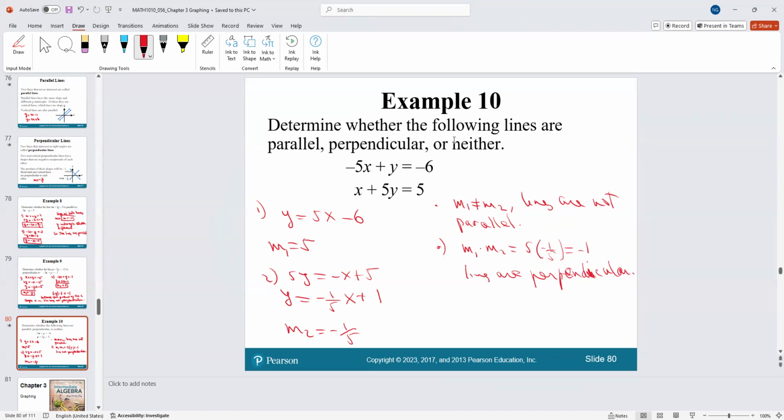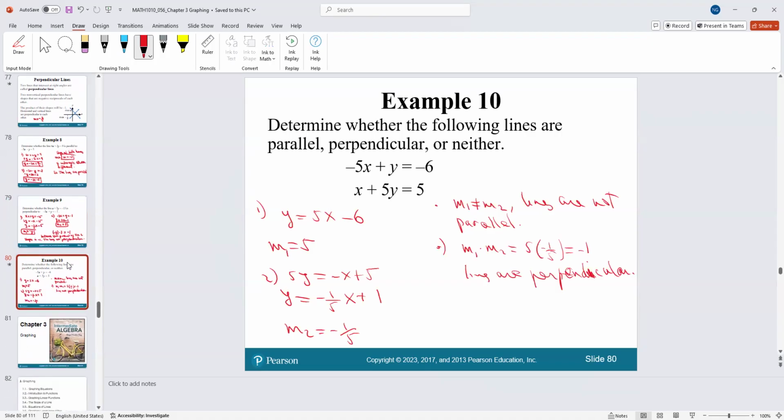So this is what we're going to do. We're going to stop here for now, but in a different video, we're going to come back with equations of the line.